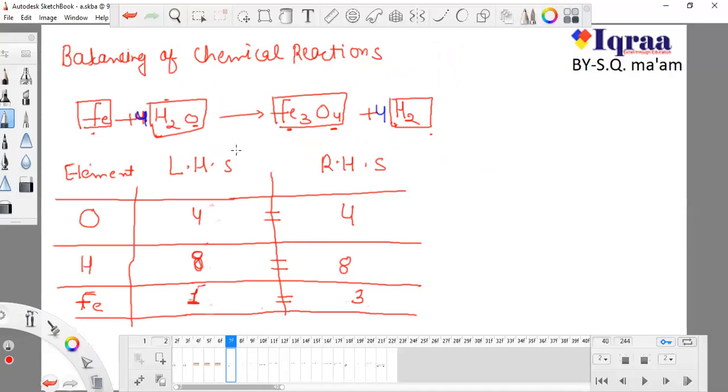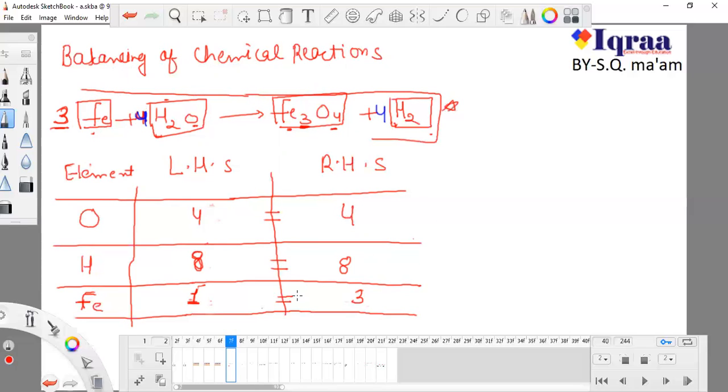Now what about this Fe, that is 3 here and that is 1 here. Now I can do one thing, I can write 3 here. It won't affect anything because this Fe is solitary, and this will be Fe3. So Fe3 means it is 3 here, and it is also 3 there. So this is the total outcome, and this is how we can balance a chemical reaction and a chemical equation.